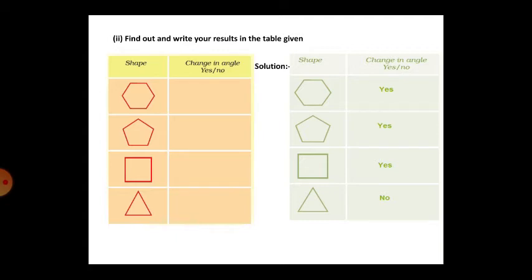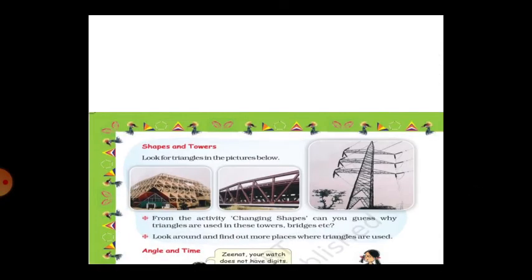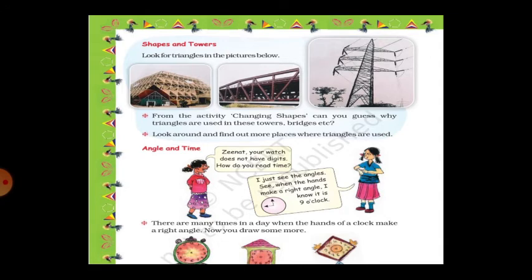Yes, answer. And square also. If you press that square, it will become a little like a rectangle. So here also the angle will change. Only the triangle will not. If you press the triangle, it retains its shape, triangle only. But all these figures, square, pentagon and hexagon, will not look like the same figure, but the triangle looks the same only. So it does not change its angle.